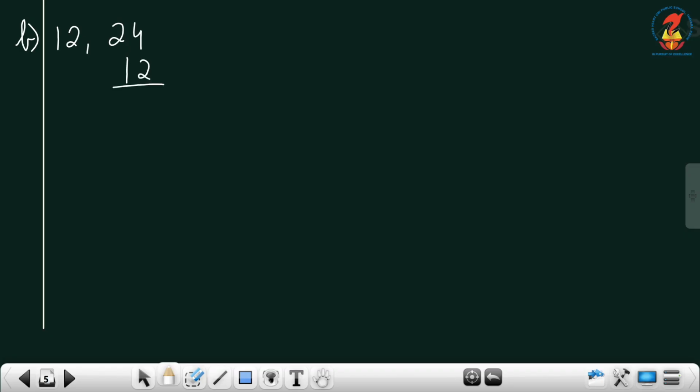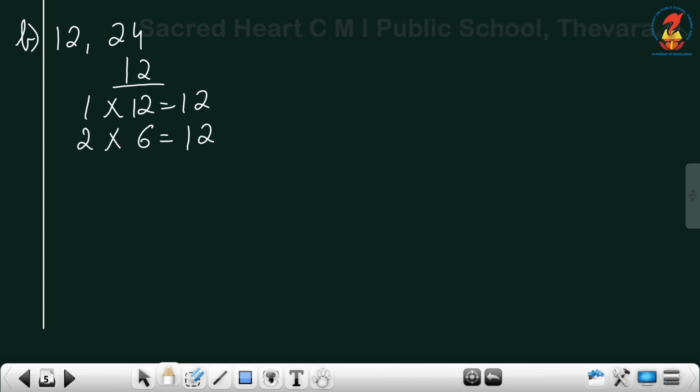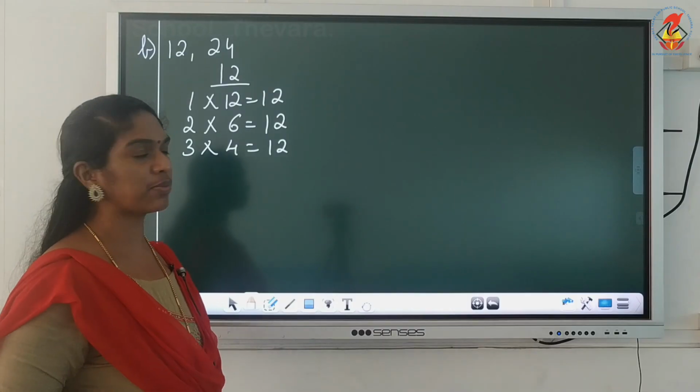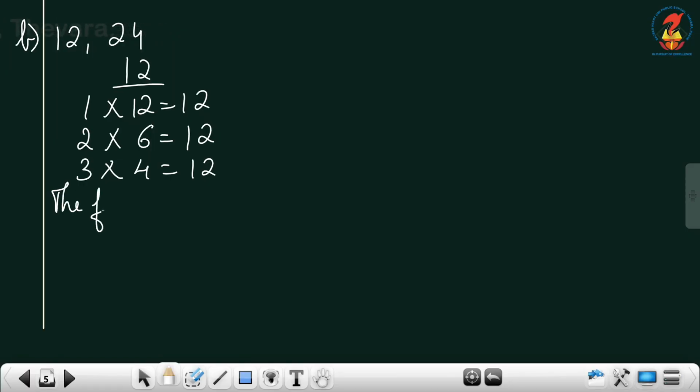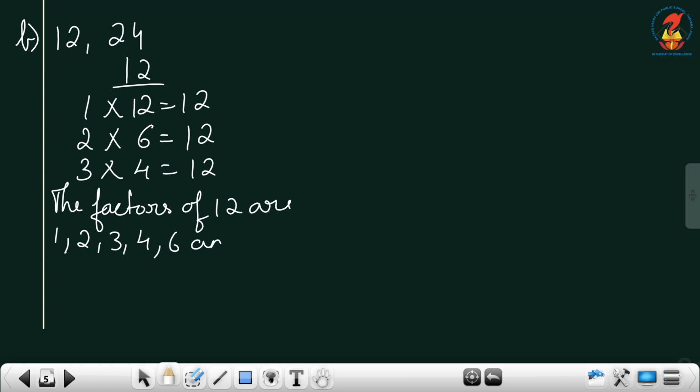First find out what are the factors of 12. What are the factors of 12, children? 1 into 12, we know it is 12. 2 into which number? 6, that is equal to 12. Okay? Then 3 into 4 equal to 12. Again coming to 4's table, 4 into 3 is equal to 12, so you don't have to repeat it. So you can write down the factors of 12 are 1, 2, 3, 4, 6 and 12.